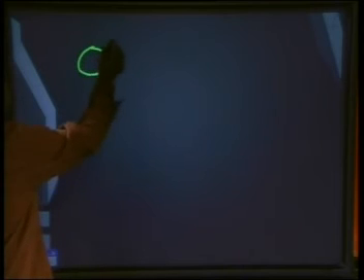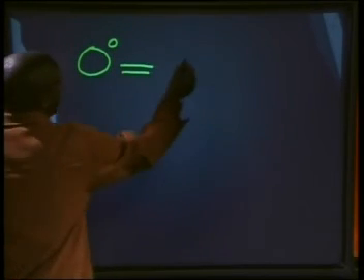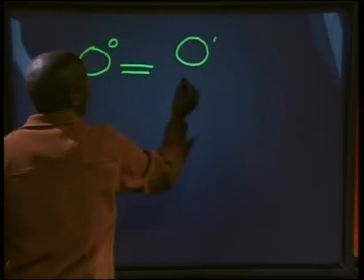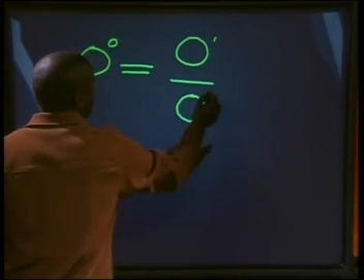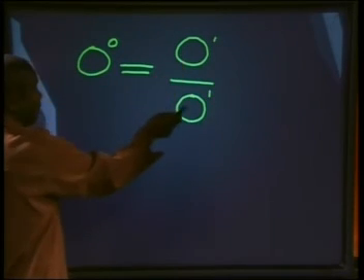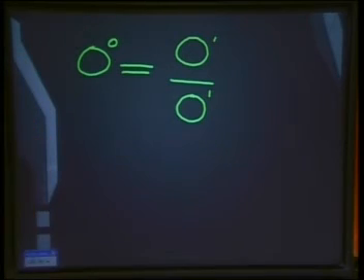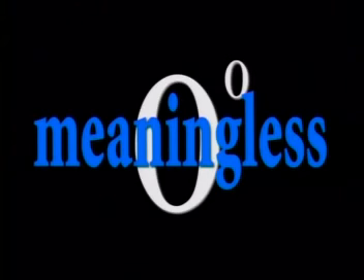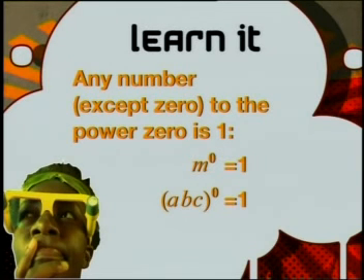And what about 0 to the power of 0? Well, 0 to the power of 0 will be the same as 0 to the power 1 divided by 0 to the power 1. But 0 divided by 0 is meaningless. Therefore, we can say that 0 to the power of 0 is meaningless. We now know any number to the power of 0 is 1. So m to the power of 0 is 1. And ABC, all to the power of 0, will be equals to 1.